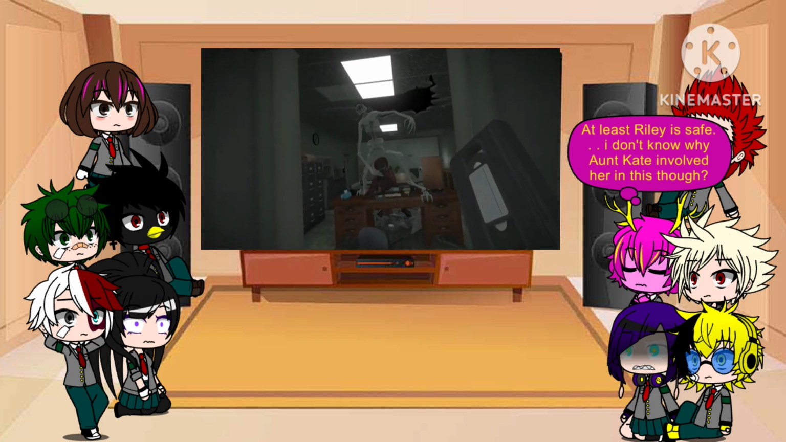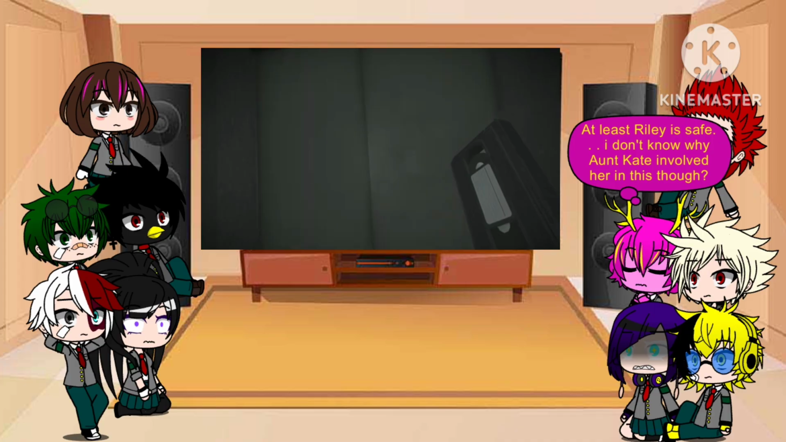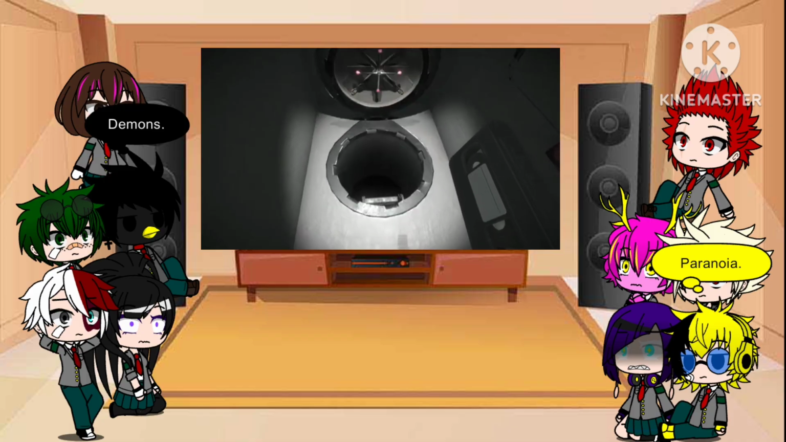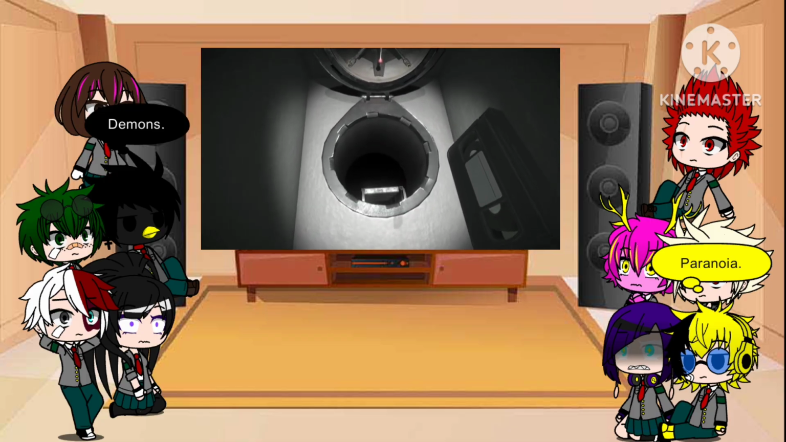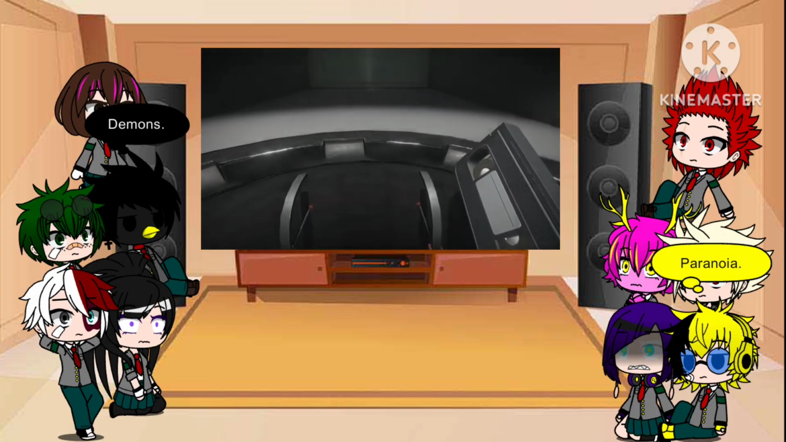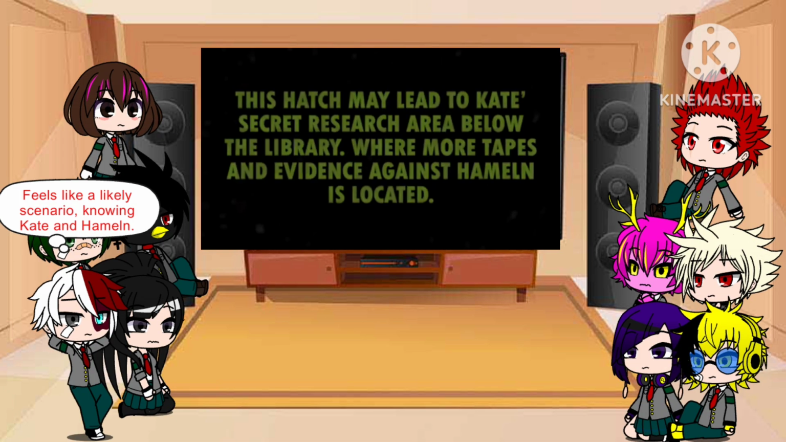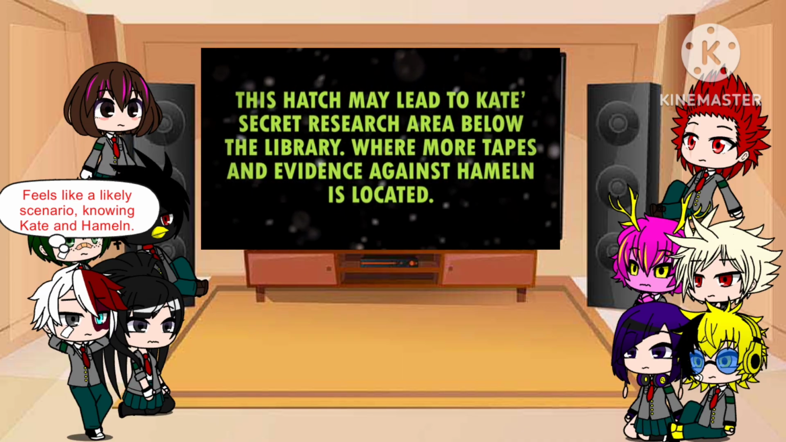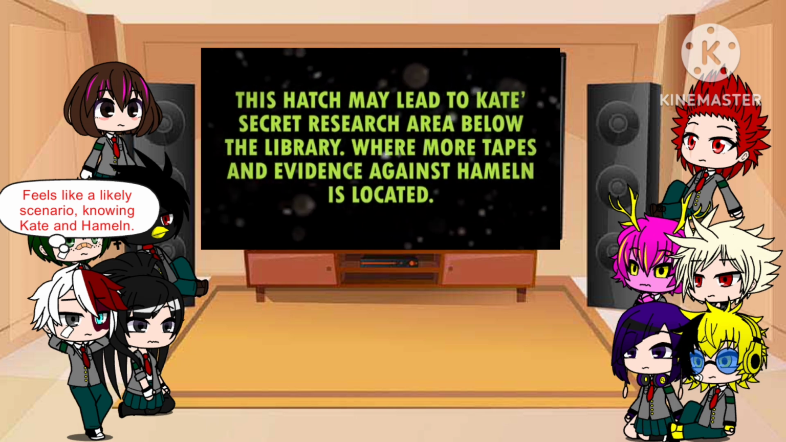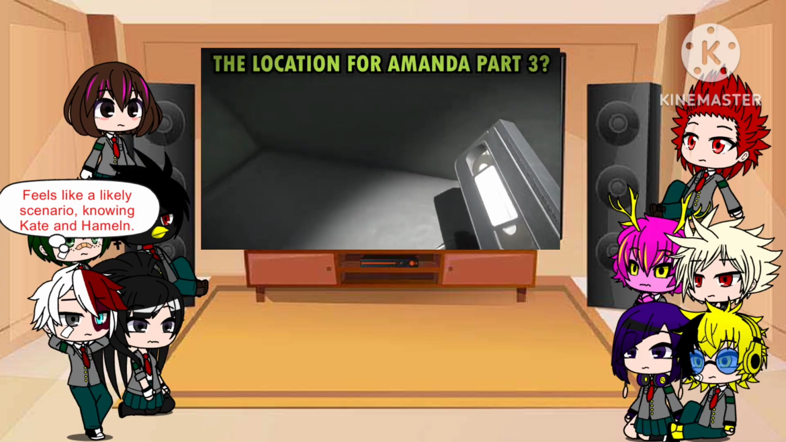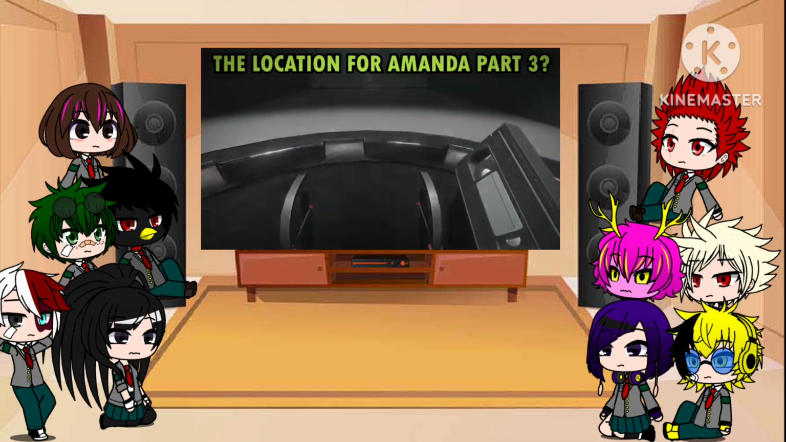A vault-like chamber is found in this room, leading down to a new area below the foundations of the library. Why was this built, and by who? Surely we must assume Kate was somehow involved and that this was perhaps an escape route for her to take in emergencies just like this one. Maybe it even leads to a secret research area, where the final Amanda tapes and top secret documents detailing Hamlin's nefarious schemes are hidden for safekeeping. Either way, this seems to be the location where a potential third entry in the Amanda series will take place.